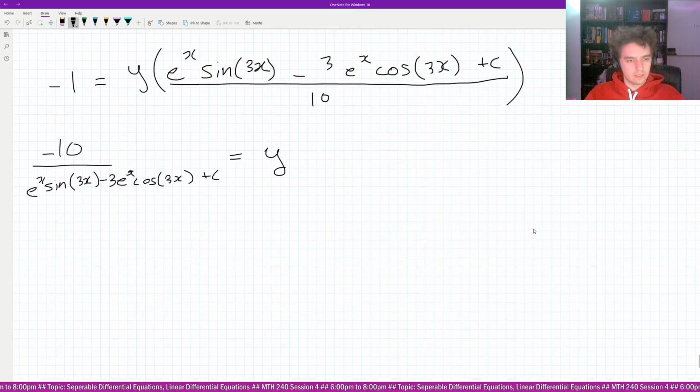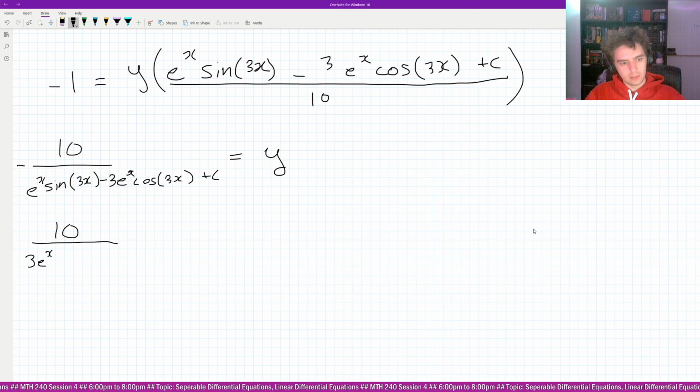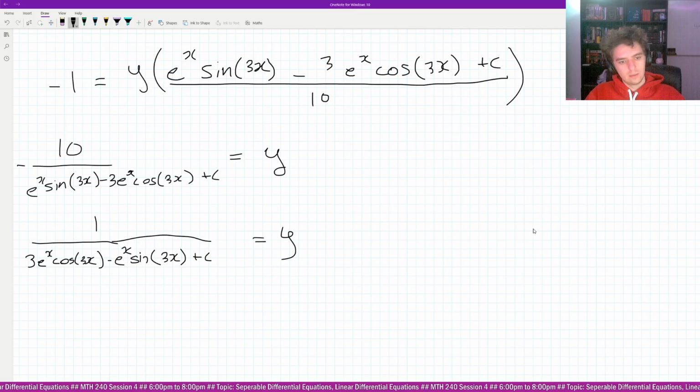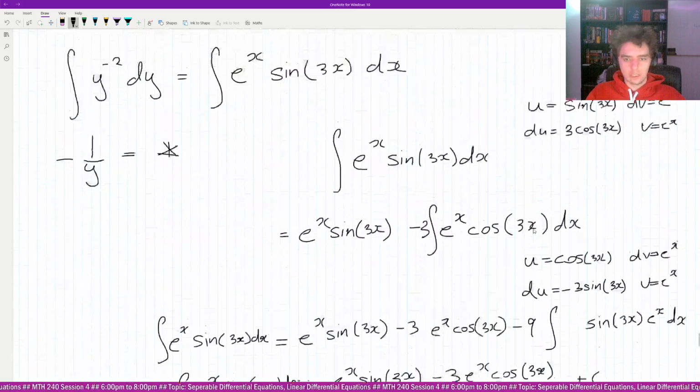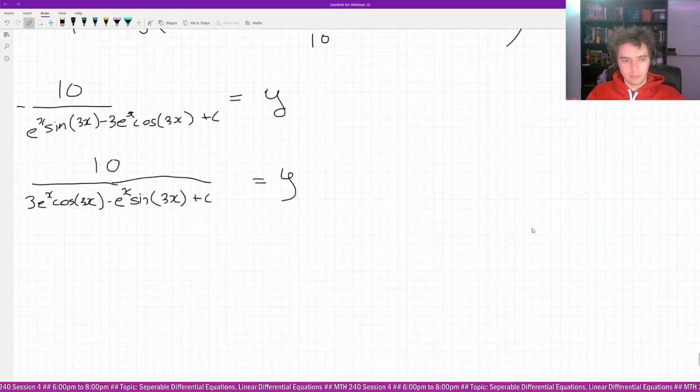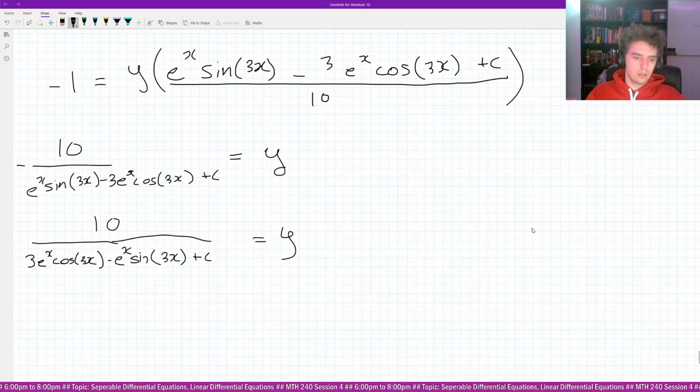One thing you will see very often is taking out the negative to the front and then applying it to the bottom. So this will become 10 over, and you just flip the position of the two things. Just apply the negative to the bottom, that's all you're doing. 3 e to the x cos 3x minus e to the x sine 3x plus c equals y. Like that. Okay, and then we have an initial condition.